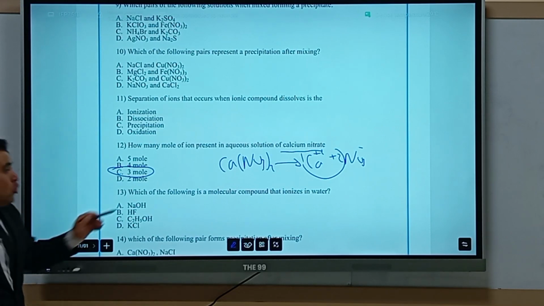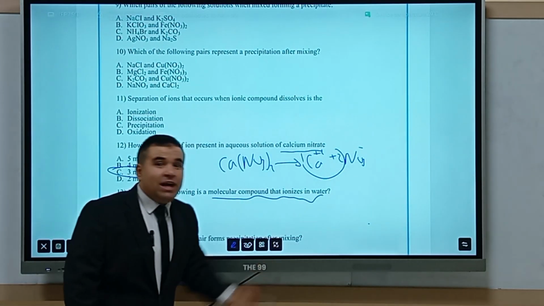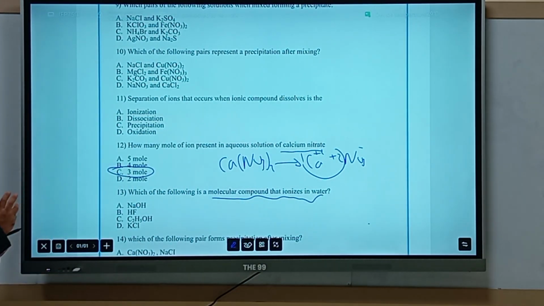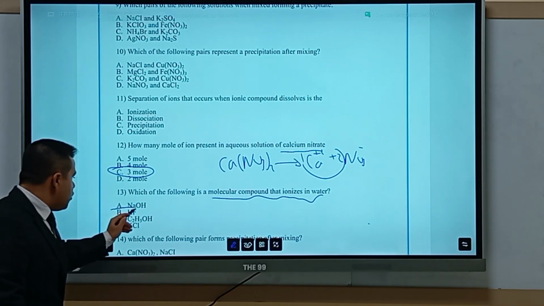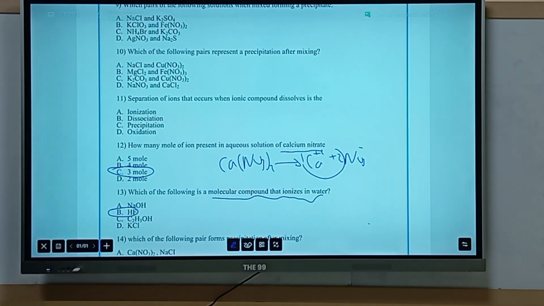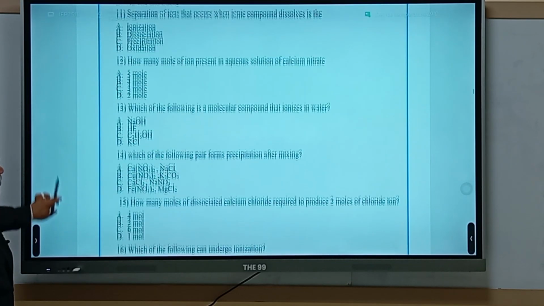Which of the following is a molecular compound and ionized in water? It should be a molecular compound and ionized. B is the correct answer. Why? Because weak acids are molecular compounds and ionized.